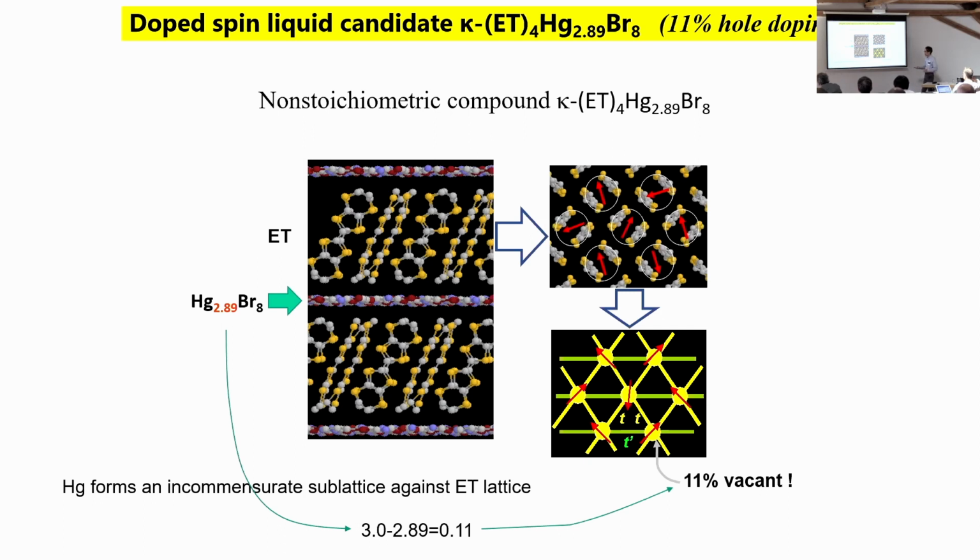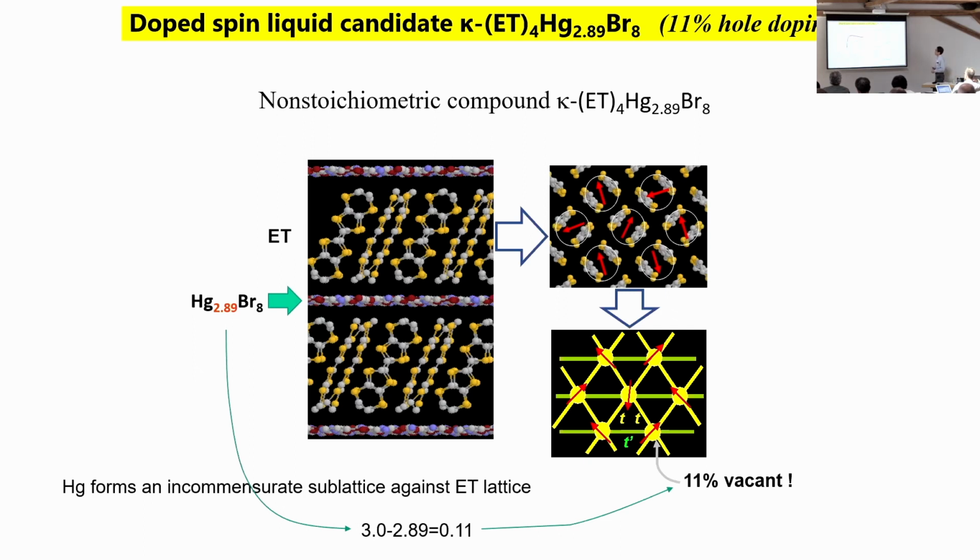So we cannot vary this content, unfortunately. But this is not a random defect. The mercury forms an incommensurate lattice against the ET lattice. So the disorder is minimized in this system compared with conventional doped systems. But anyway, we have an 11% hole-doped triangular lattice material.